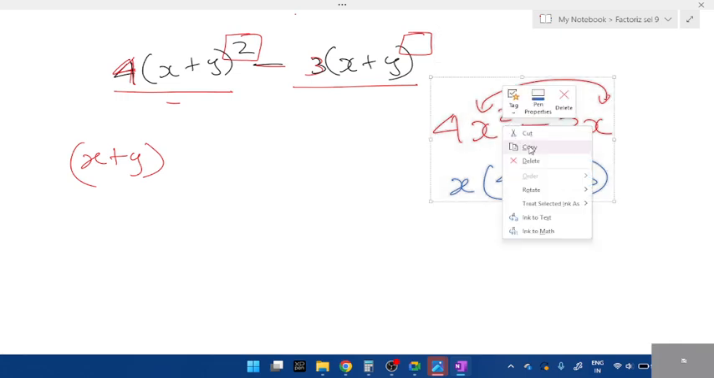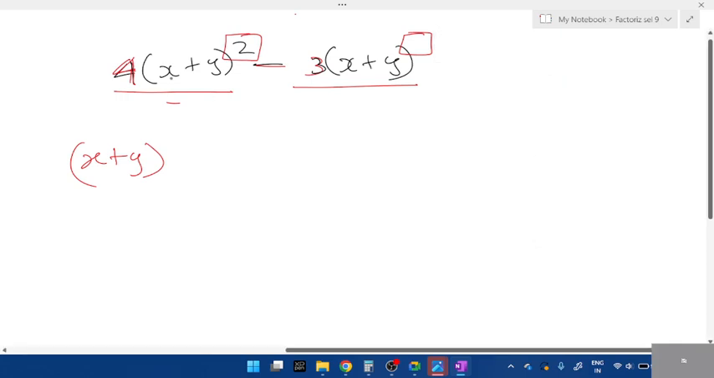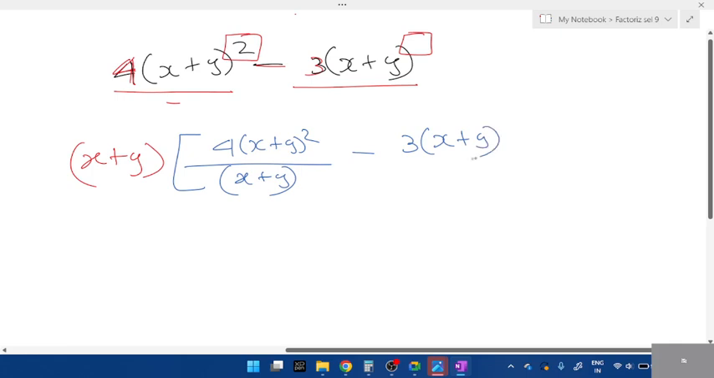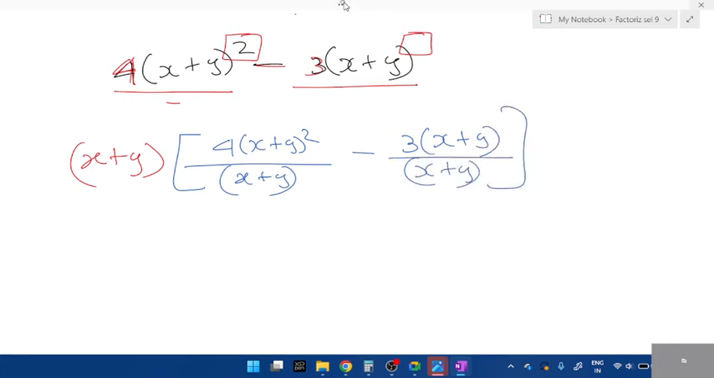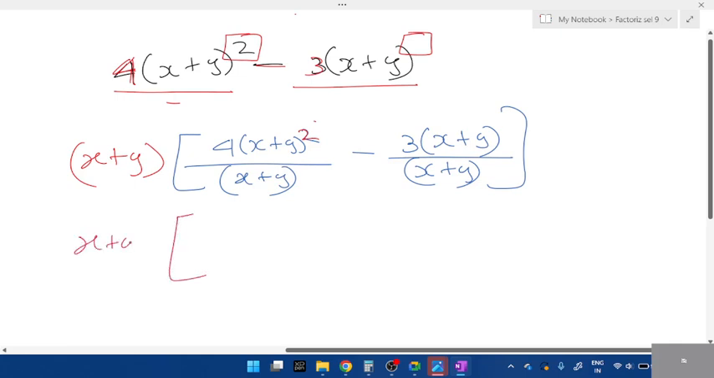See, let me delete this. I'll take x plus y outside. Next, in bracket, look here, 4x plus y the whole square divided by x plus y. Okay, now tell me degree. Just ignore x and y. What's the degree? 2 minus 1 is 1. I'll keep x plus y as it is.